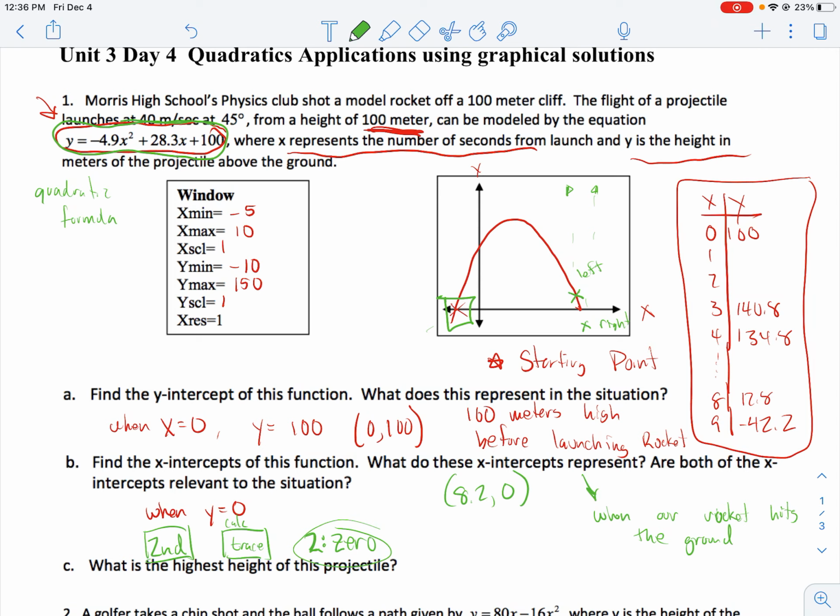Okay, the other x-intercept, we could find that as well, so I'd have to do the same thing, second calc. We're going to go to the 0, and then we're just going to go to the left side. So on this side over here, your left bound is actually going to go below where we intercept.